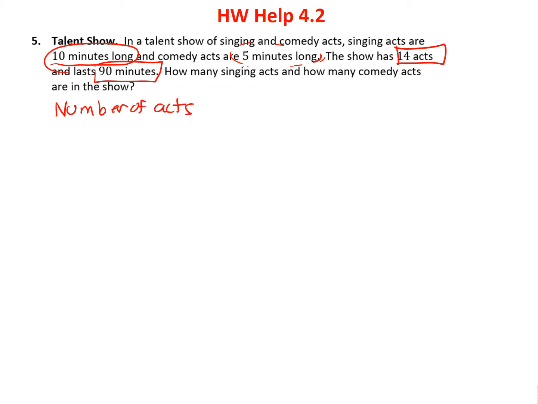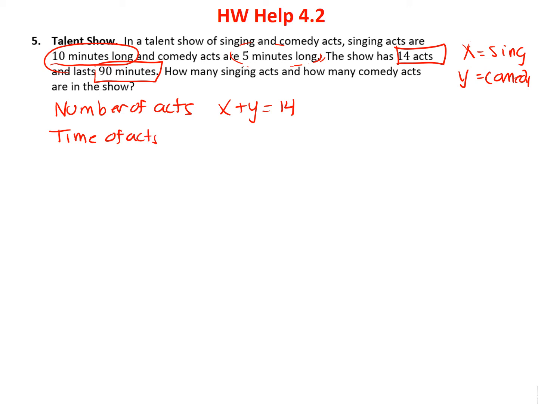Well, we have 14. I'm going to let x be the number of singing acts and y be the number of comedy acts. Okay? So the number of acts, x plus y, adds up to 14. The next equation is how long they take.